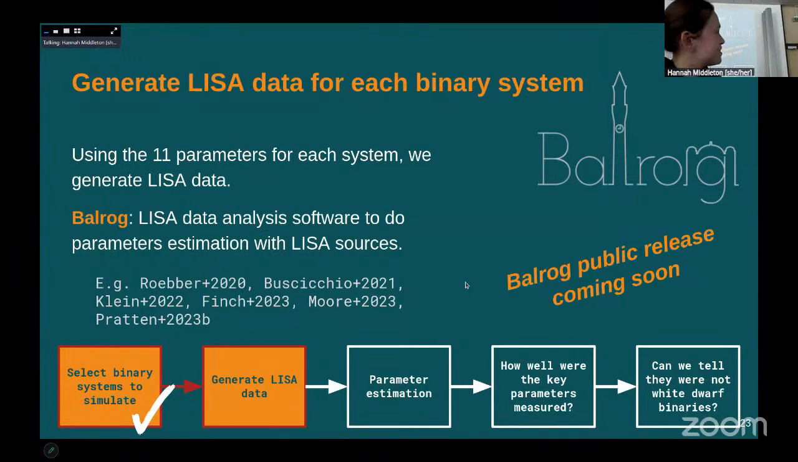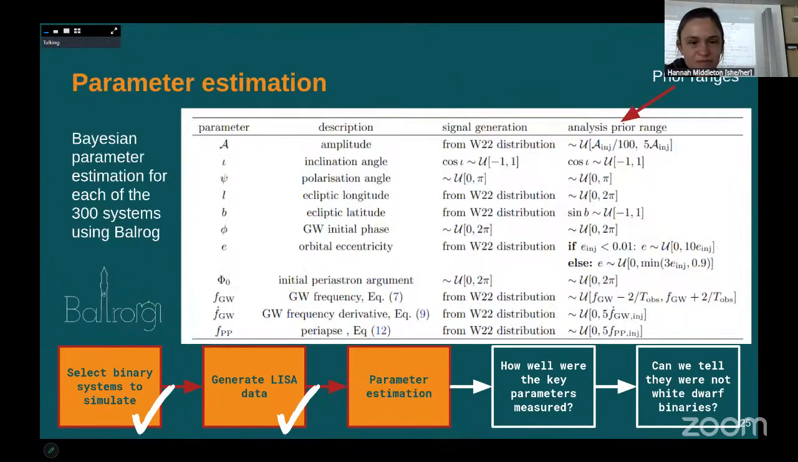And okay, so we use Balrog to generate the data, and having done that, we want to see if we could recover what we injected. So we do Bayesian parameter estimation for each of the 300 systems using the same software. This is the same table as before, so the same 11 parameters, but all we've added on are the prior range if people are interested to know more.